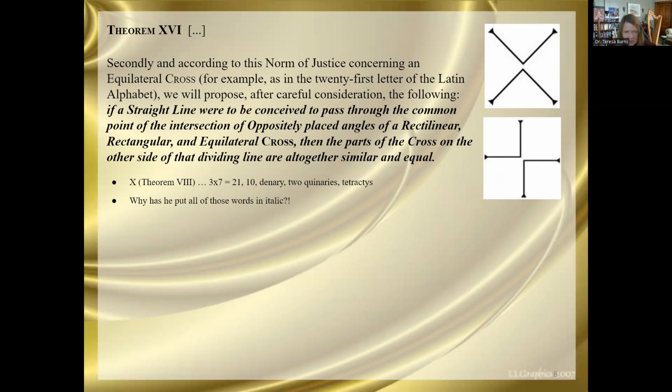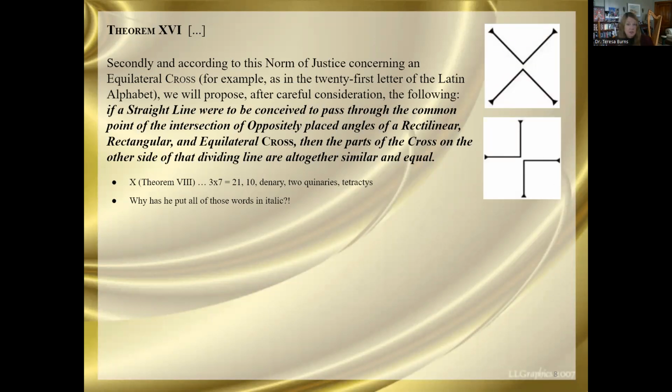If a straight line were to be conceived to pass through the common point, that would be right here or right here, of the intersection of oppositely placed angles of a rectilinear, rectangular, and equilateral cross, the kind he's used to flip into a square and a cube, right? Then the parts of the cross on the other side of that dividing line are altogether similar and equal.